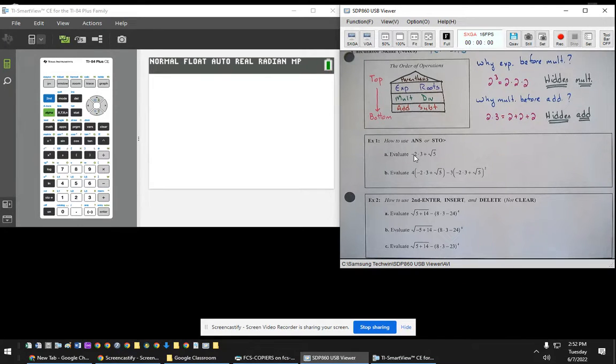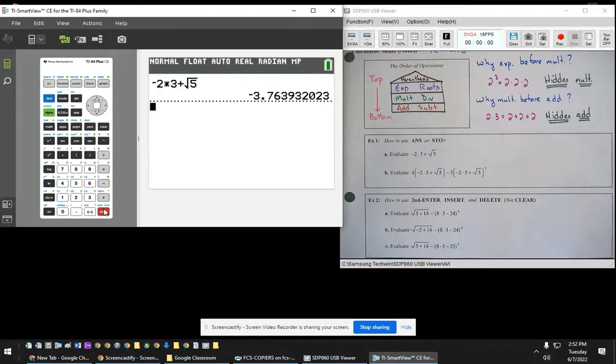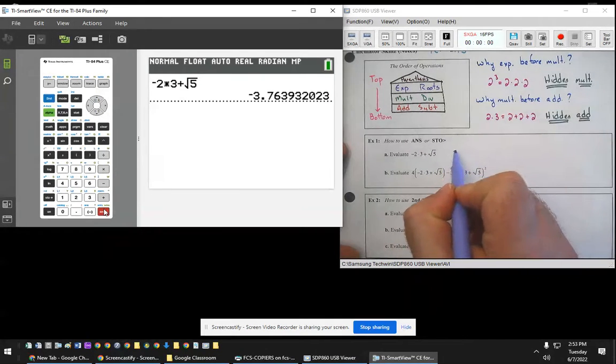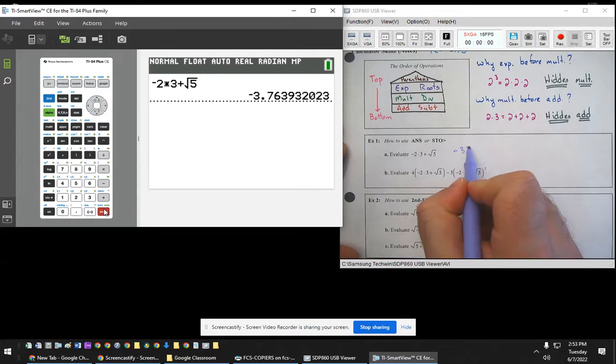All right, so let's evaluate negative 2 times 3 plus square root of 5. So remember, there's a difference between the subtract button and the negative button. So negative 2 times 3 plus, and then the square root is above squared. It's in blue, so you hit the second button first, and it creates a square root, and it spits back this number. So we got blah, blah, blah is the same as negative 3.763.